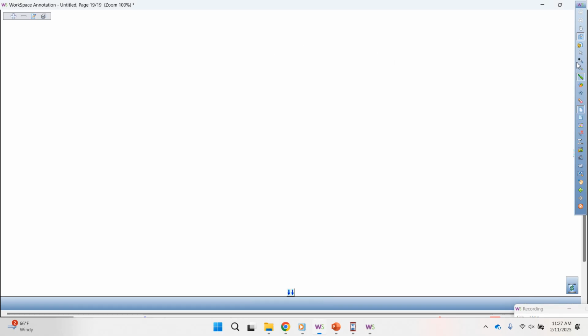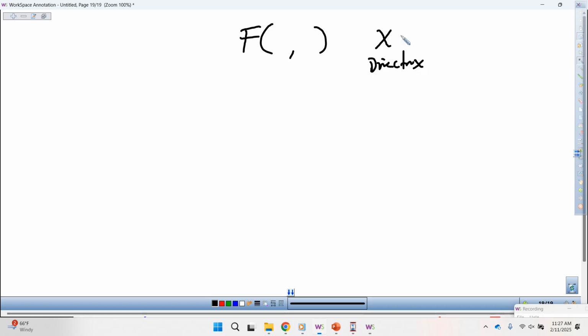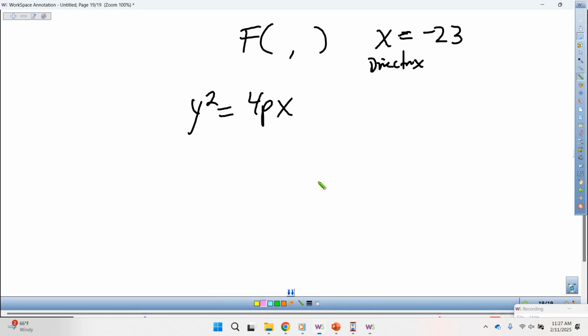Let me show you again. Let's say they give us the focus, some numbers here, and they say the directrix is x equals another number, let's say negative 23. So what equation do I use for this one? Y squared equals 4px. Tell your neighbor why I wrote that equation. Yeah, because of x equals.